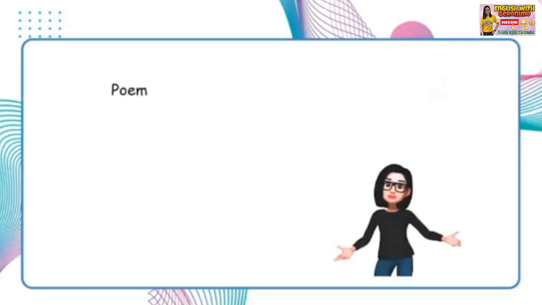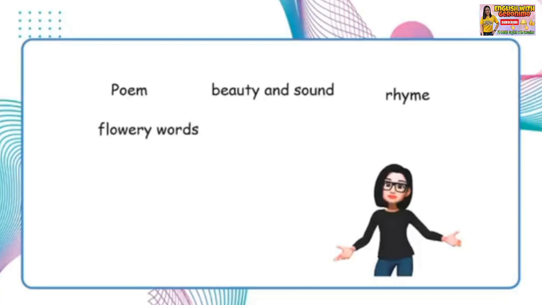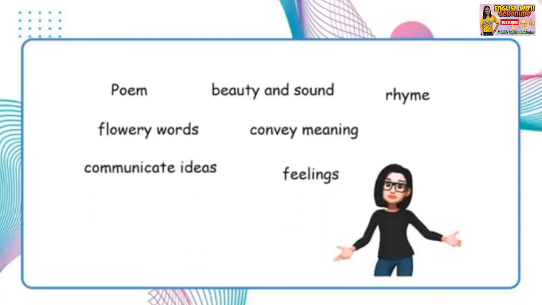Poem, as we have learned before, is a piece of writing in which the words are chosen for their beauty and sound. They are carefully arranged, usually in short lines that rhyme. Aside from having rhyming words, poem also uses flowery words to convey meaning and communicate ideas, feelings, sounds, gestures, and images.